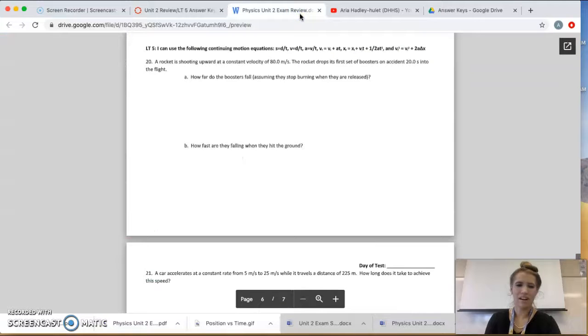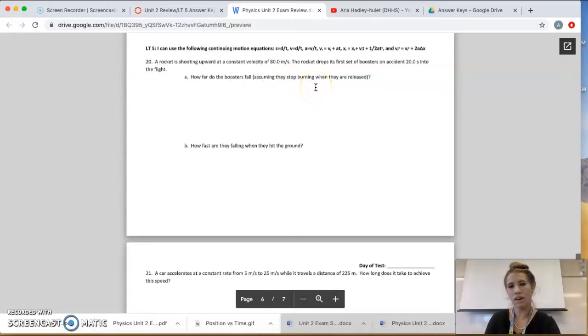Hi guys, I want to add a few more examples of learning target number 5, and I'm going to do questions from the review. So the first one we have here is a rocket is shooting upwards at a constant velocity of 80 meters per second. The rocket drops its first set of boosters on accident 20 seconds into the flight. Okay, so this first part here, how far do the boosters fall?